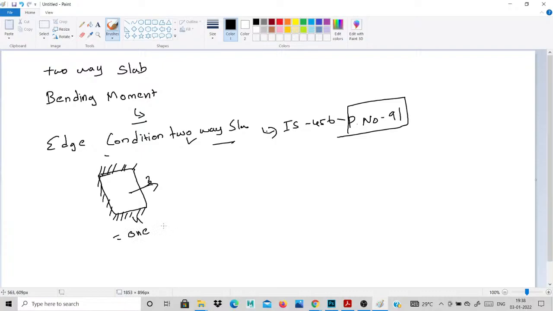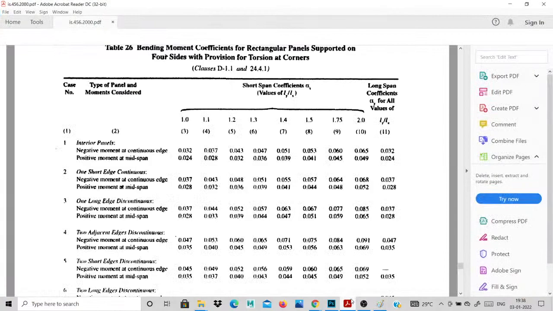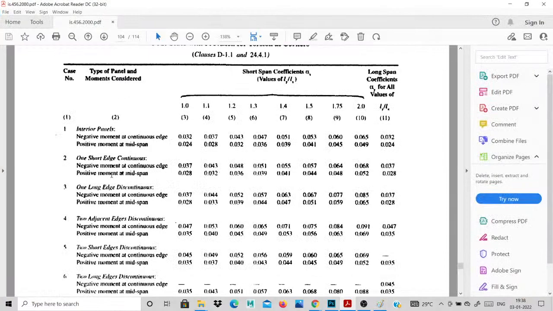1 edge continuous. This is one edge continuous, but is it the short edge or the long edge? This is 3 meters, so it is the short edge. One short edge continuous. Automatically the formula will be available. The one short edge will be continuous and the one long edge will be discontinuous, which means other formulas.